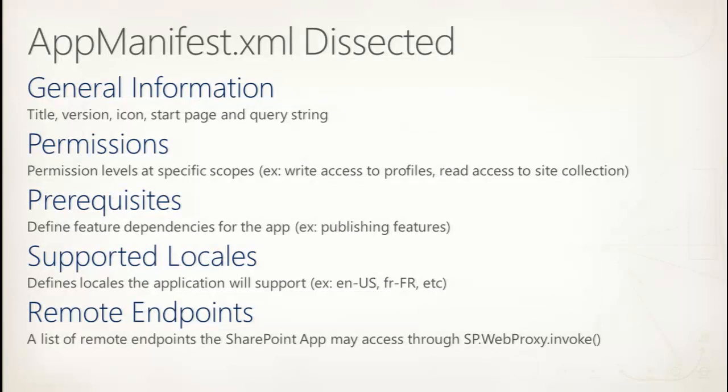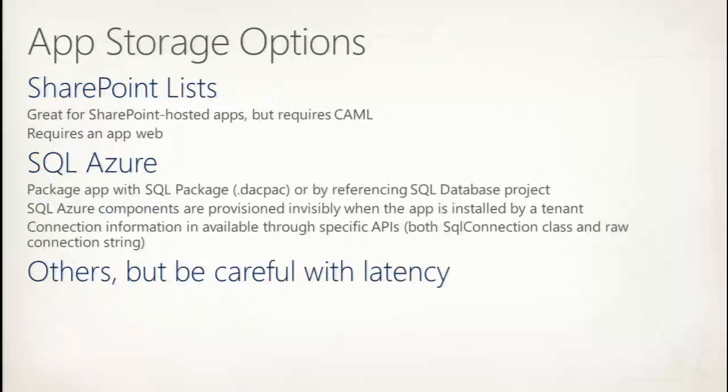So that manifest is not just for permissions. I can specify the title of my app, icon, start page, query string, all kinds of rich information. I can even specify prerequisites. So if I need certain features activated in order for this app to run, I can specify that in there. It also supports things like what locales the app supports and any remote endpoints that you might need to invoke from the app.